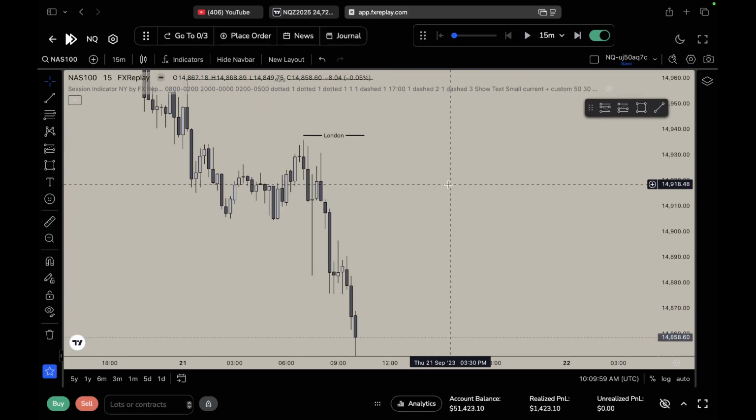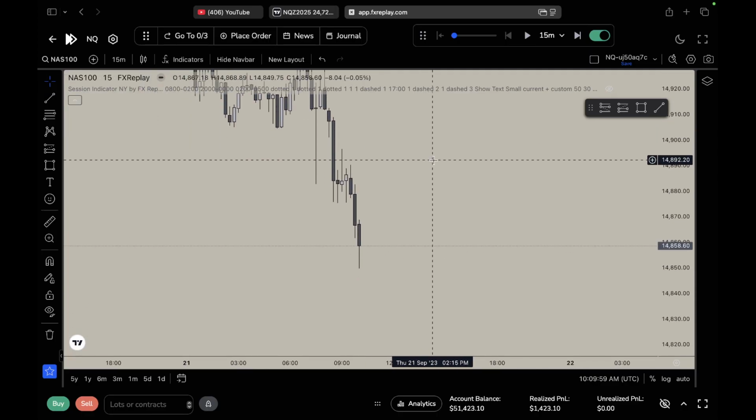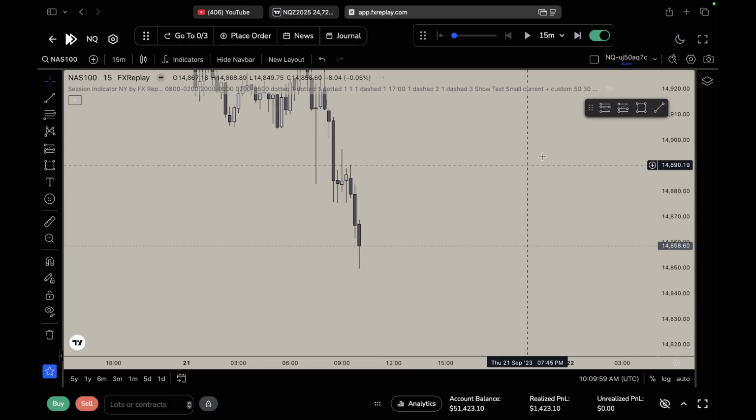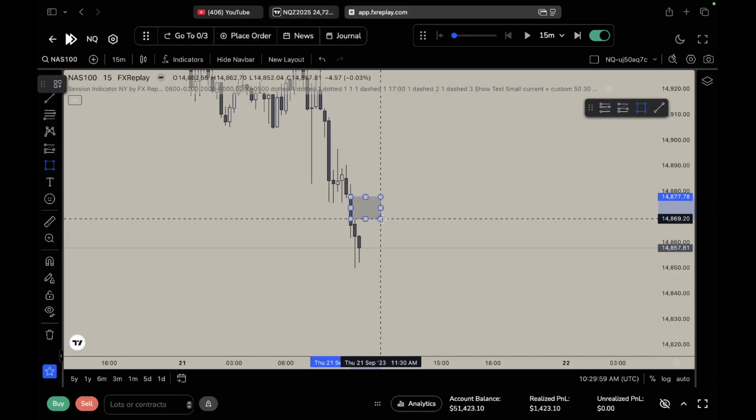So now at this point, what I'd be looking for is just a simple continuation. So it's either a pullback into a 5-minute or a 15-minute, and then taking an inverse out of that. So we have this 15-minute right here. Let's see if we can come hit it.